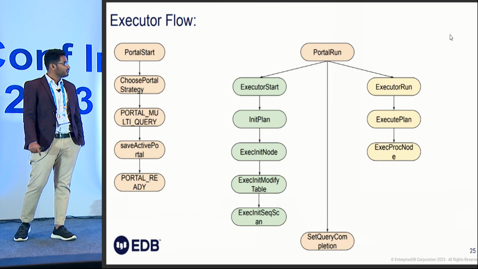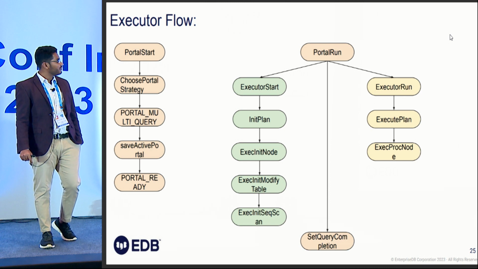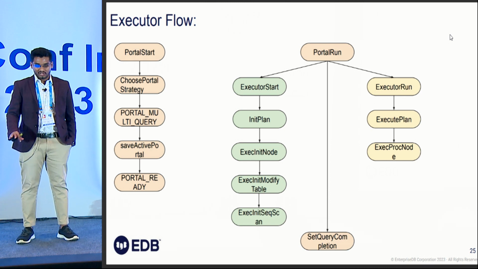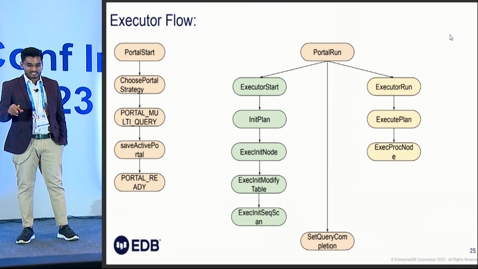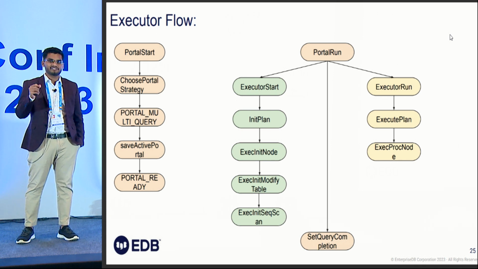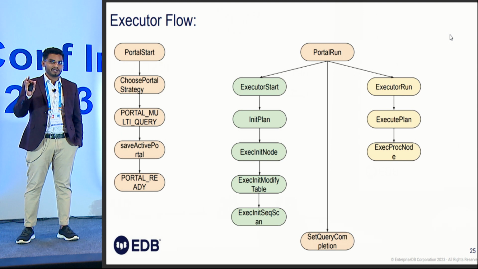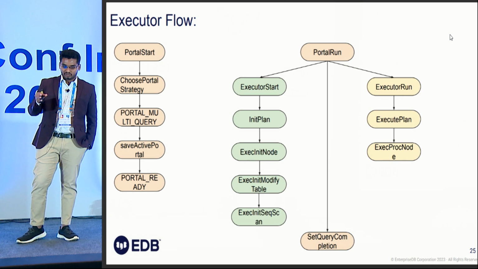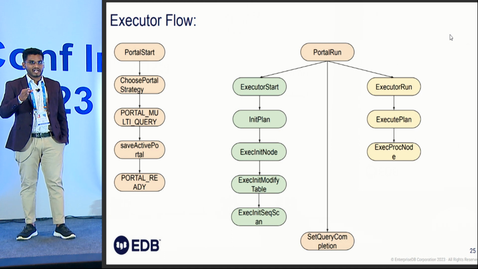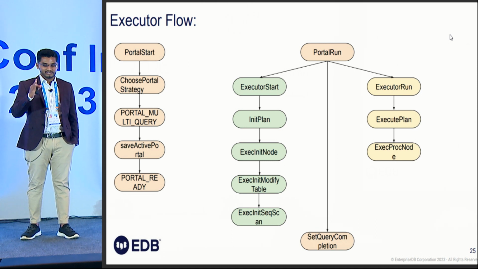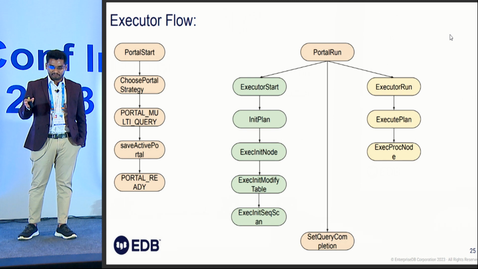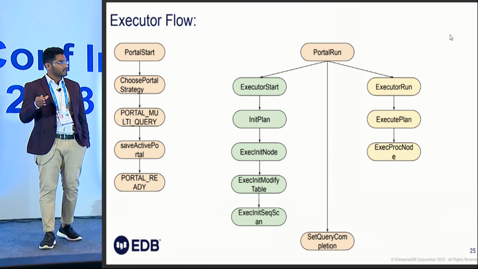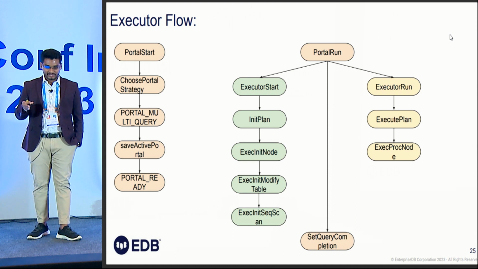Now I have the flow chart for the execution phase. All of these are function names, so you can directly take these functions, put them into GDB, and start debugging the execution phase. This can be divided into two parts: starting the portal and running the portal.